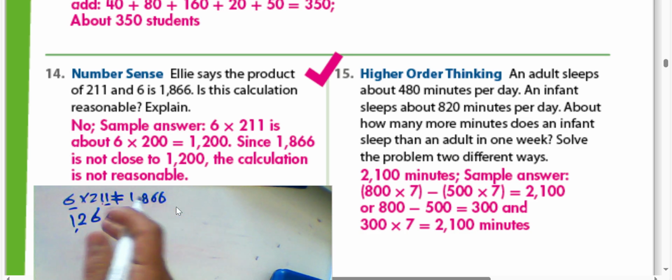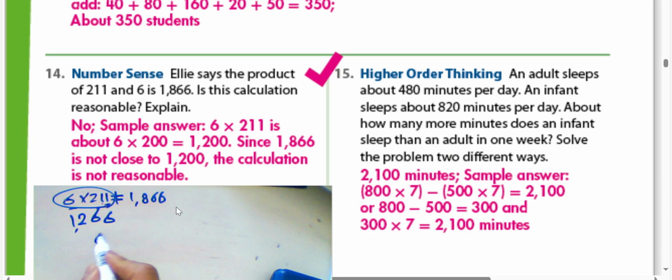And also we can approximate this number here. 6 product by 200 equals 1200. And 6 times 10 equals 60. And 6 times 1 equals 6.